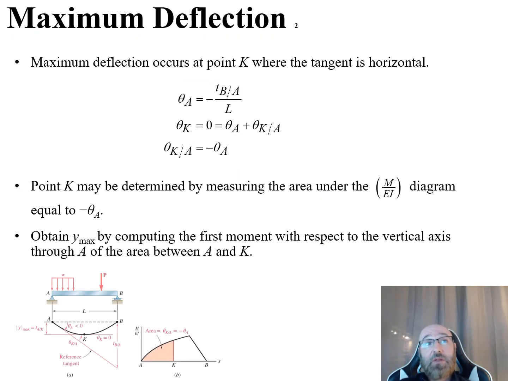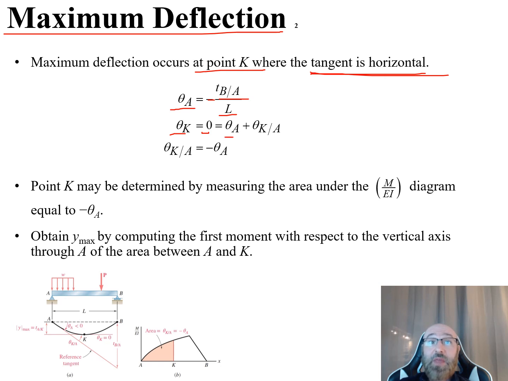So continuing on with our discussion of maximum deflection. Our maximum deflection occurs at that point K where the tangent is horizontal, as we saw in that previous figure. So with this, we say our theta sub A is equal to negative T of B relative to A all over that length L. And our theta sub K is equal to 0 at that point because it's tangent at the horizontal, and this is equal to our theta A plus our theta of K relative to A.